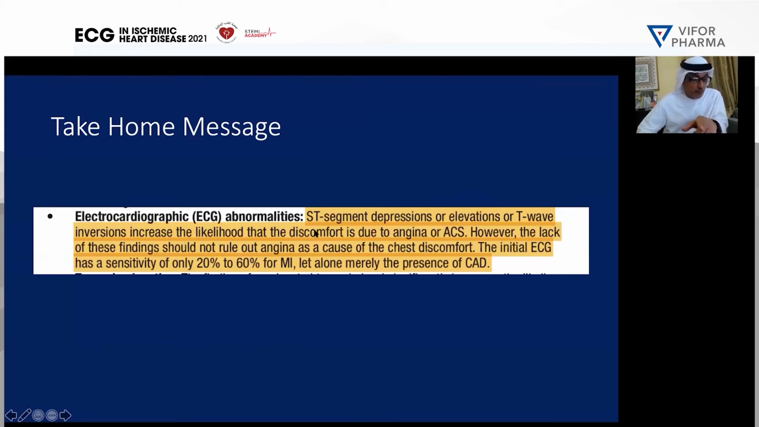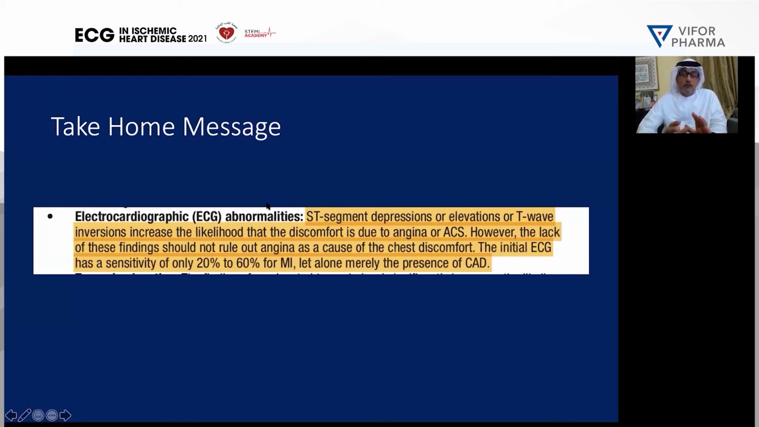This statement comes from the European Society of Cardiology guidelines, and I copied it from there. So what does it say? ST segment depression or elevation or T-wave inversions increase the likelihood that the discomfort is due to angina or ACS. So their presence helps you to diagnose. However, the lack of these findings should not rule out angina as a cause of chest discomfort. The initial ECG has a sensitivity of only 20 to 60% for MI, let alone the presence of coronary disease.